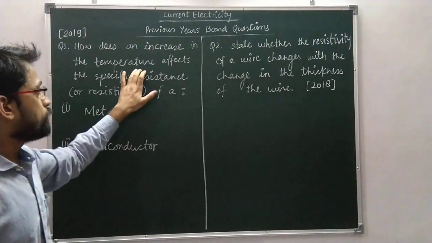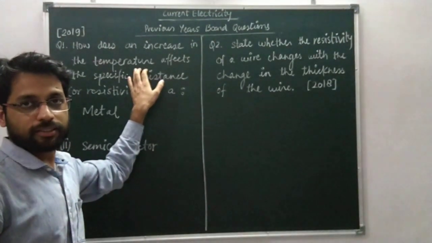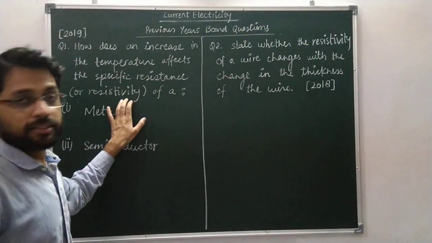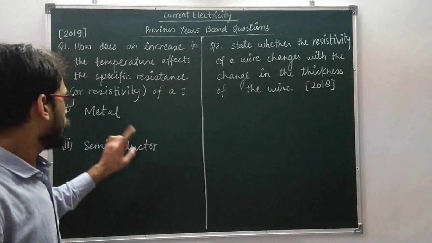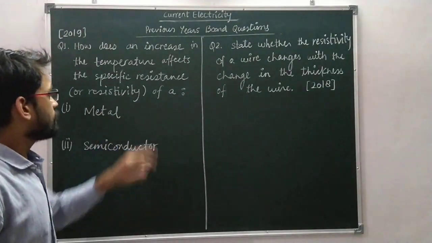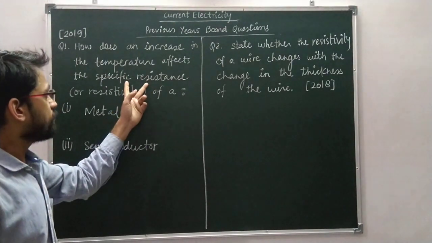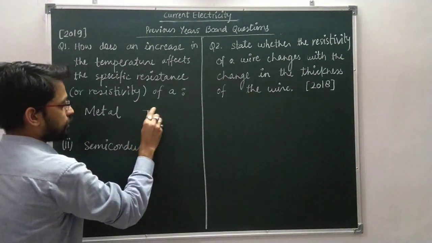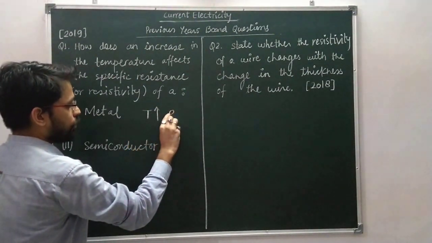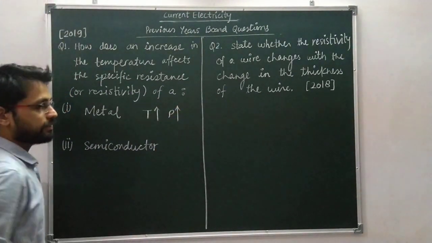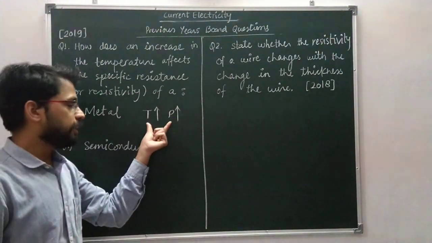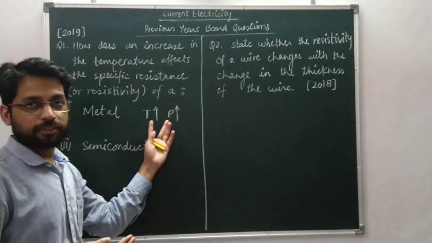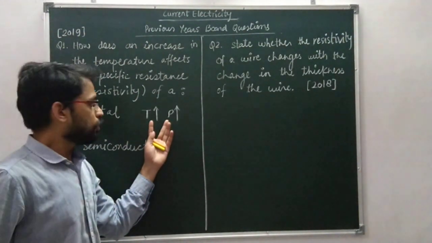As we know, as temperature increases, the resistance of a conductor increases, and hence resistivity increases. So for metals, as temperature increases, the specific resistance increases. We know that as temperature increases, the resistivity of conductors or metals increases. I have already told you the reason behind this variation, so go to that video.